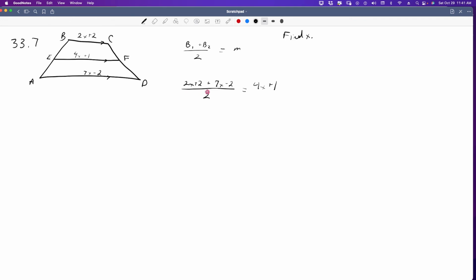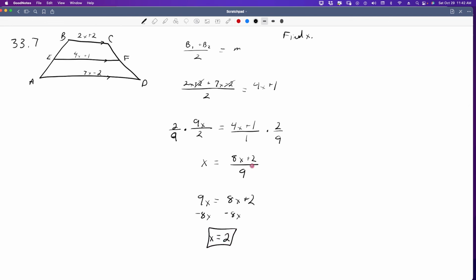All right, so 2x and 7x, that's 9x. Positive 2, negative 2, those cancel. So we have 9x over 2 is equal to 4x plus 1. All right, so what do we do when we have this fraction times a variable? We multiply by the reciprocal on both sides. So that'd be 18 over 18, x would equal 2 times 4x, that'd be 8x plus 2 over 9. I'm going to multiply both sides by 9, so that's 9x is equal to 8x plus 2. I'm going to subtract 8x from both sides. X is equal to 2. That is our final answer.